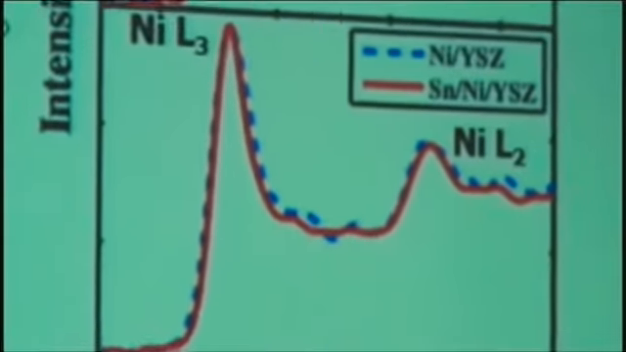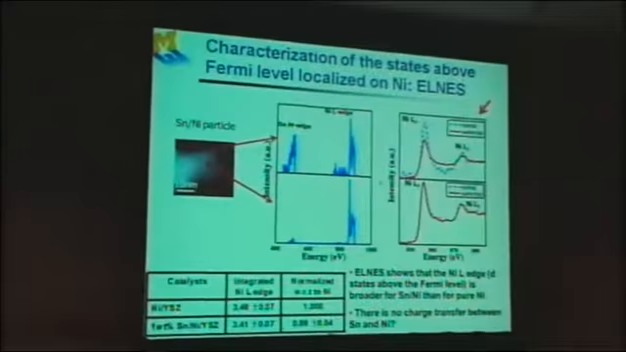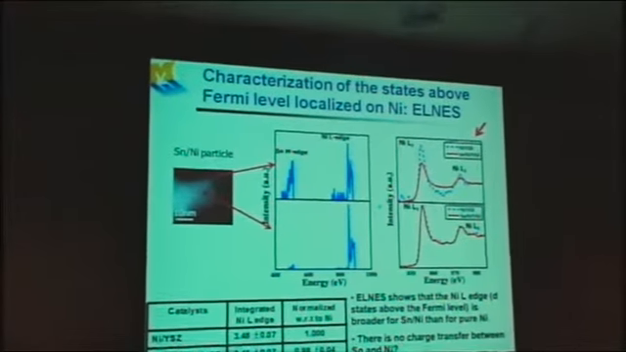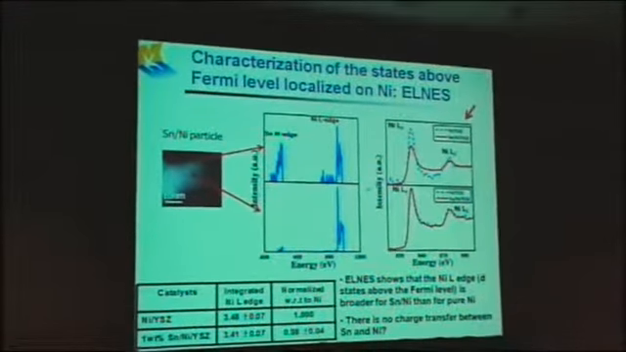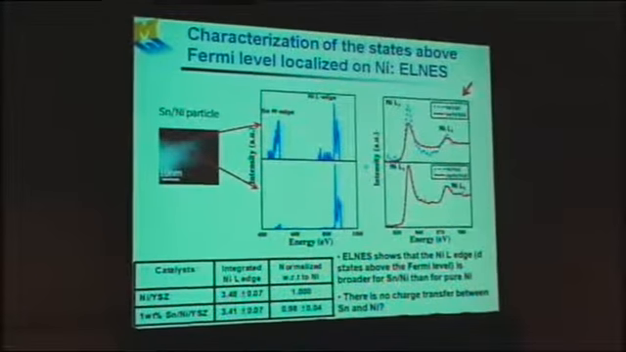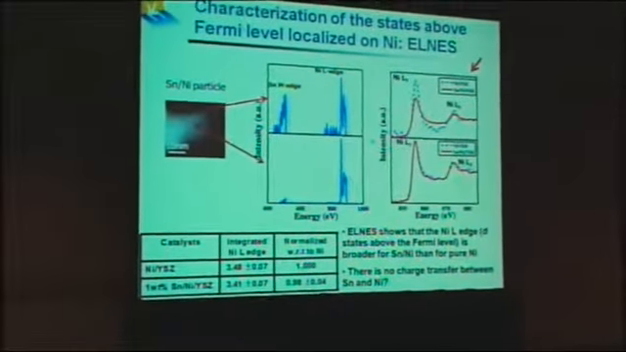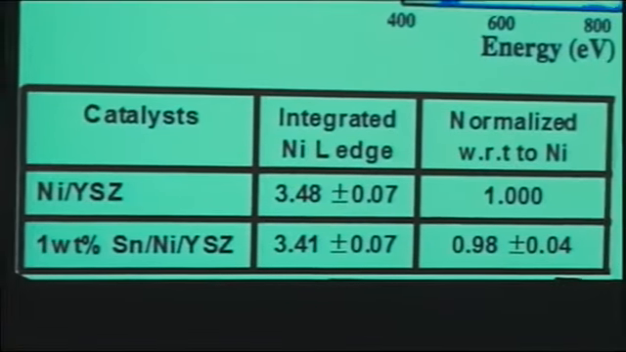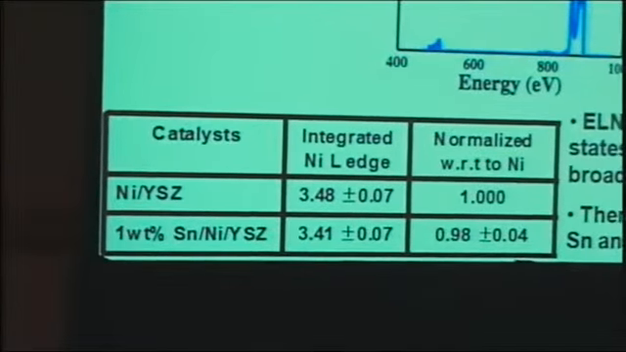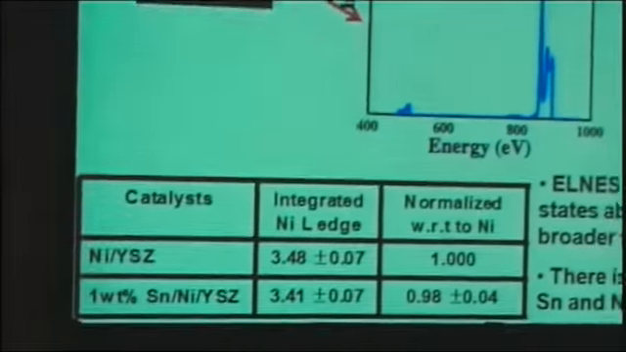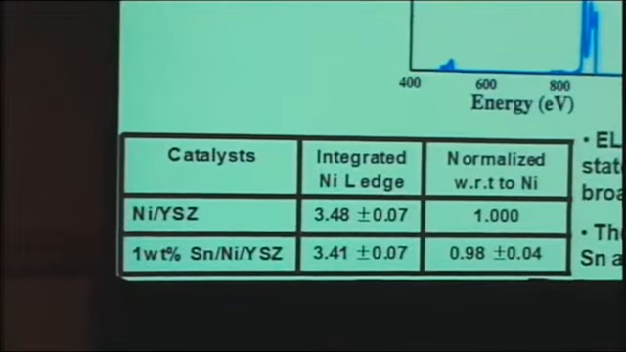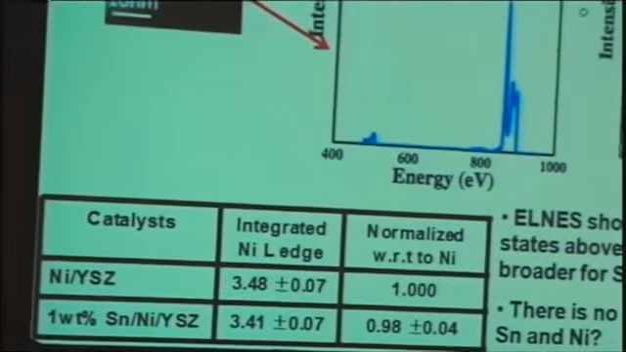Now, if we integrate the area under this curve, that is informing us about the number of states localized on nickel just above the Fermi level, basically the number of d holes. When we do the integral for nickel and Sn nickel, we see that the number of states localized on nickel is preserved. So what I see is that formation of the Sn nickel surface alloy leads to the broadening of the d states of nickel. However, there's no charge transfer or transfer of these d holes in the process.